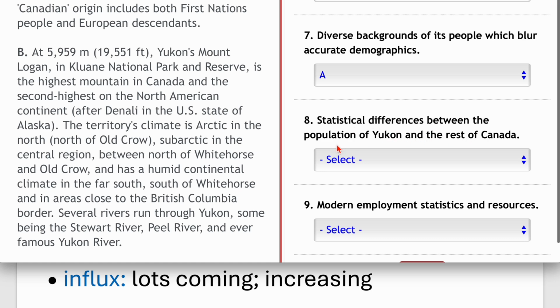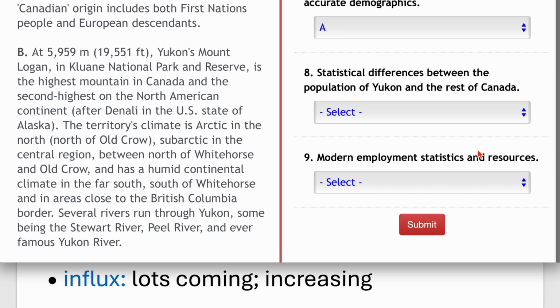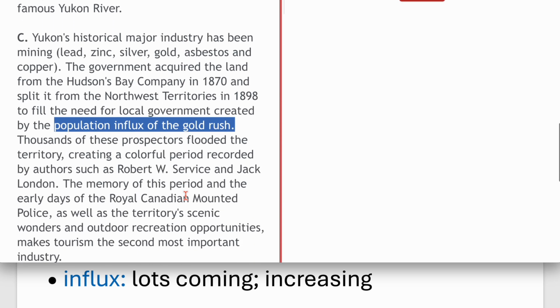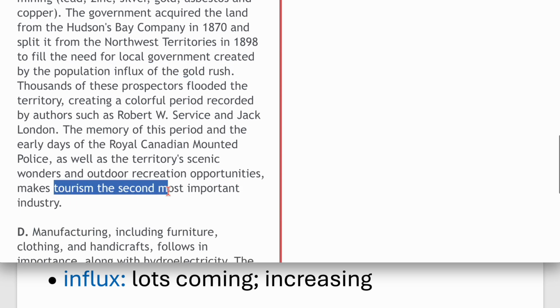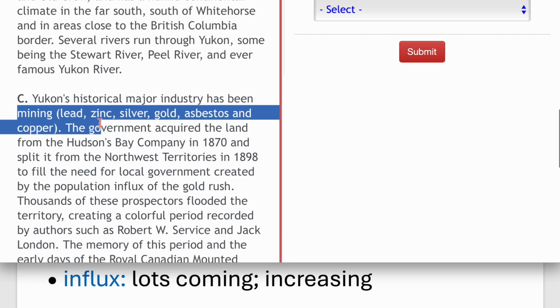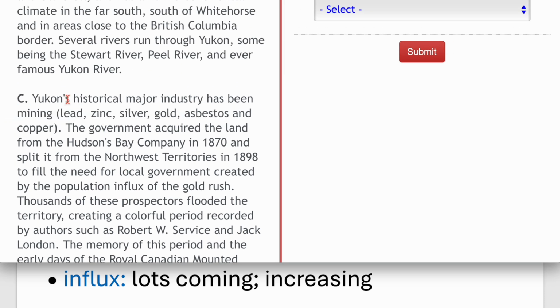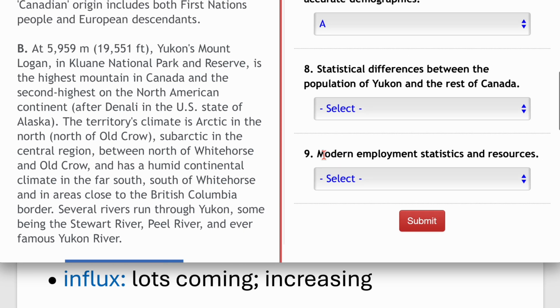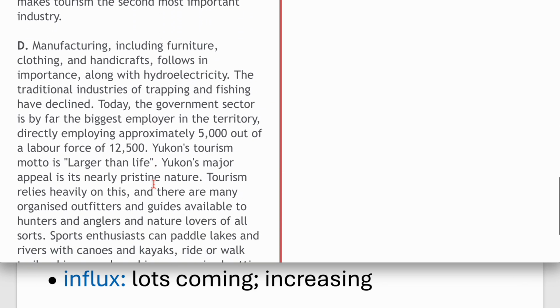Statistical differences between the population of Yukon and the rest of Canada? No, right? Modern employment statistics and resources. Maybe it talked about tourism and it talked about mining, but it says here historical, and here it says modern employment. So maybe not. Let's look at paragraph D to conclude.